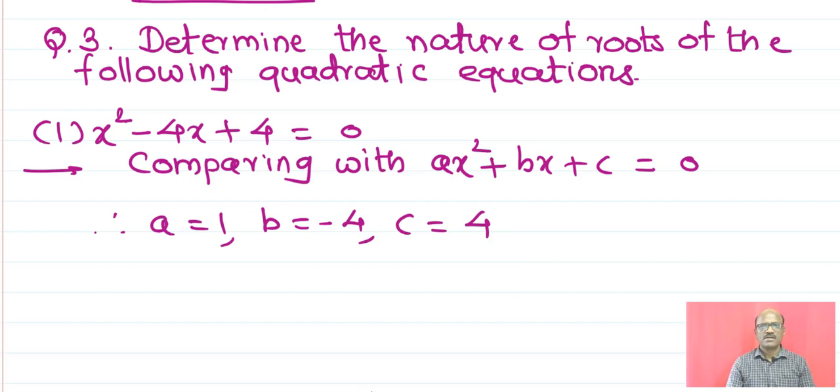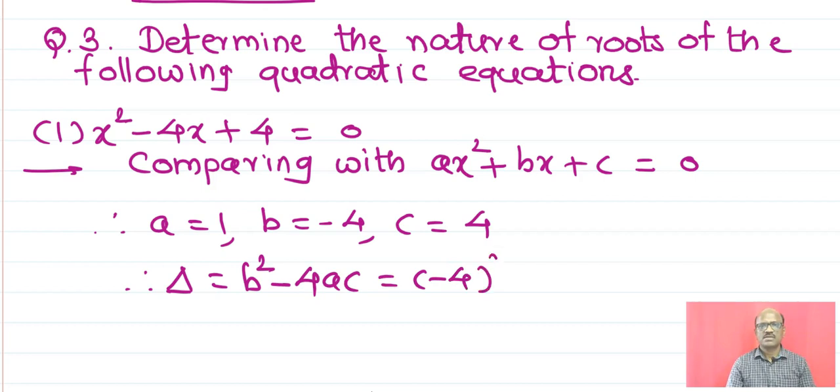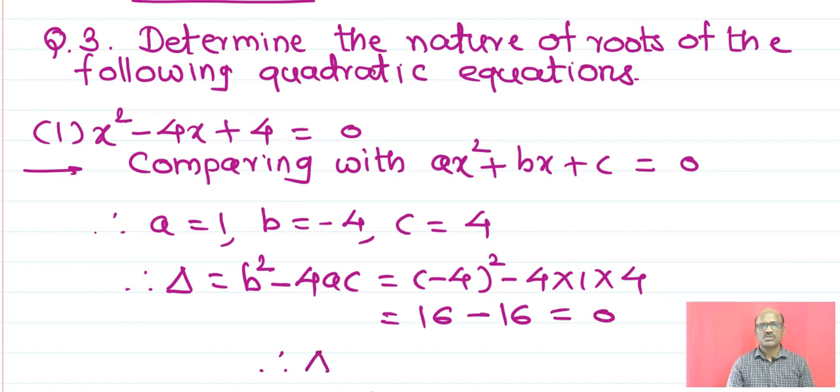Therefore, delta is equal to b square minus 4ac, that is minus 4 bracket square minus 4 into 1 into 4, that is 16 minus 16, that is equal to 0. Therefore, the roots are real and equal.